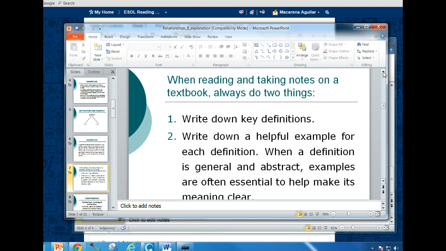When reading and taking notes on a textbook, do two things. Write down the key definitions, or you can highlight or circle them, and then write down an example of the definition. That's going to help you, especially when a definition is general or abstract. It's going to help you to clarify meaning.